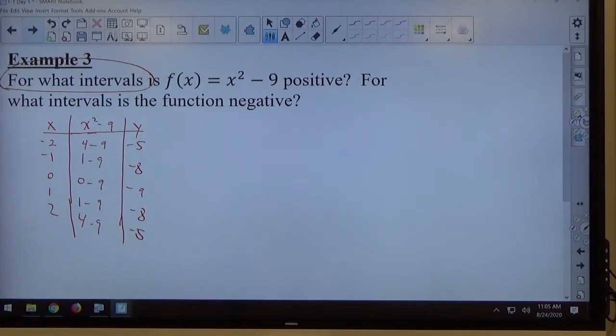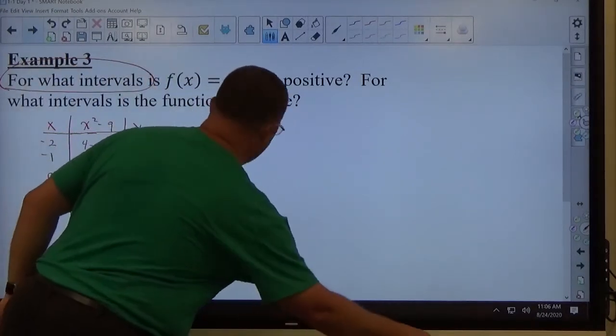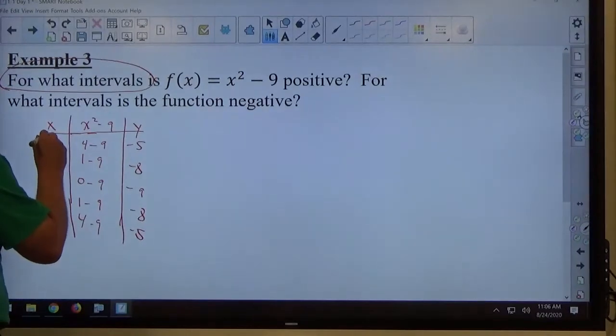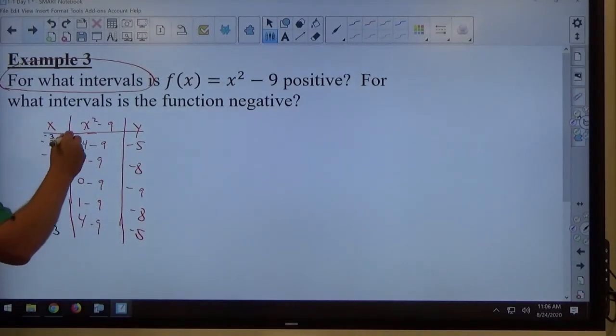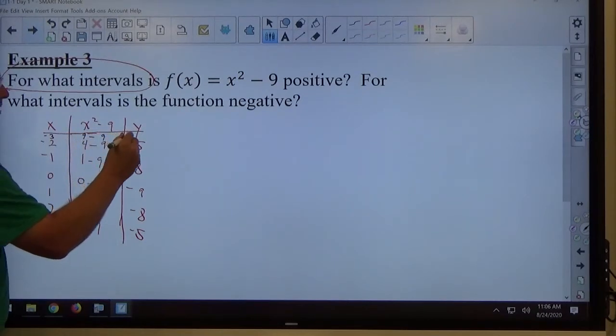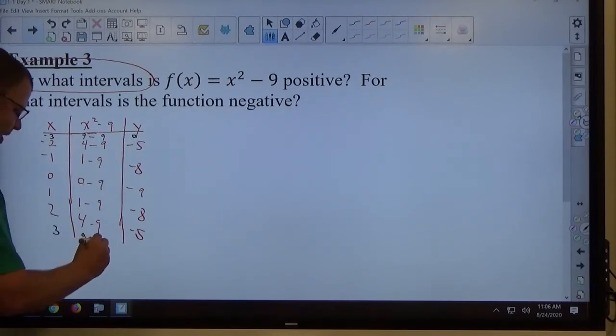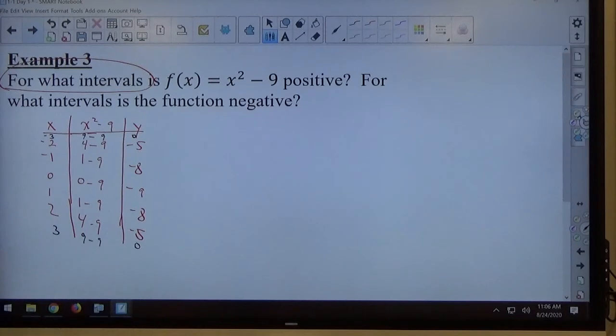Now, I'm looking for when it's positive and when it's negative, and I've only got negative results, right? So if this is me, I'm thinking I didn't go far enough, so let me go a little farther. So I'm going to increase the chart here. I'm going to go -3 up top and +3 down the bottom. -3 squared is 9, minus 9 is 0. 3 squared is 9, minus 9 is 0. 0 still is not positive, right?